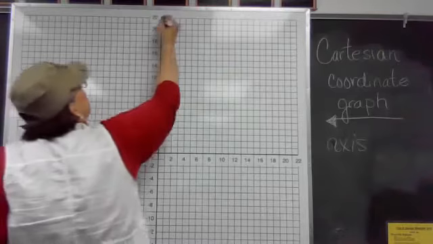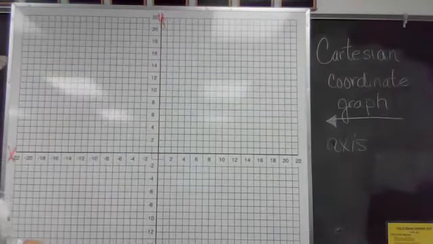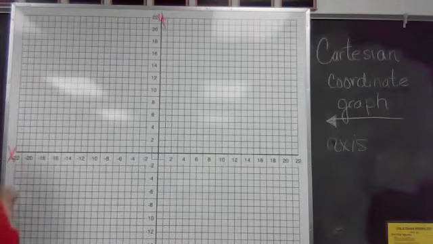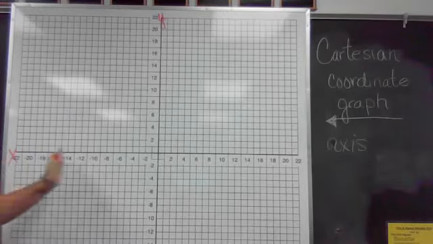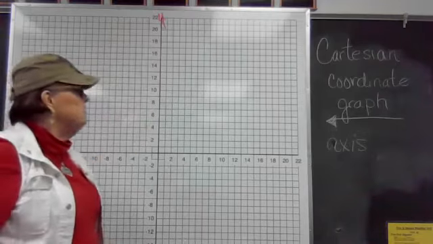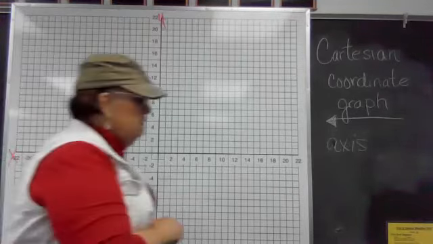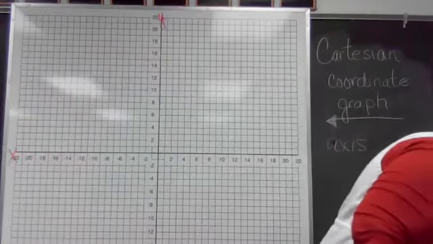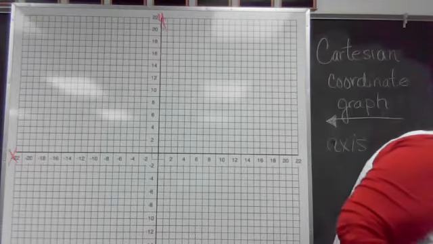Now, this will always be the case. So there's not something that they will change later. This will always be the x-axis, the horizontal number line, and the vertical number line is the y-axis. Okay, now you notice that this graph has been divided into sections.